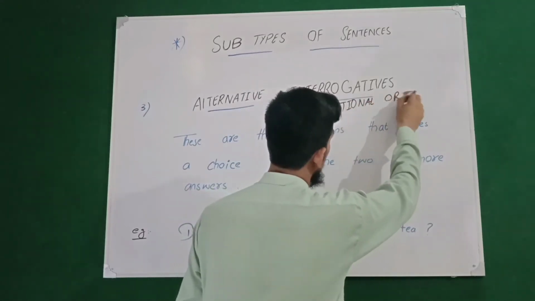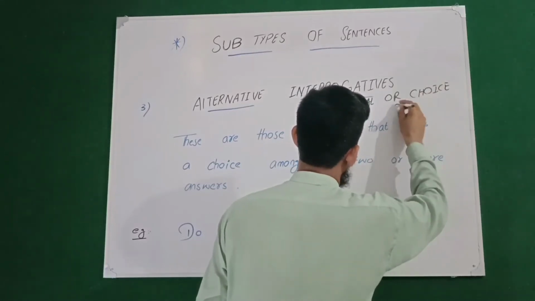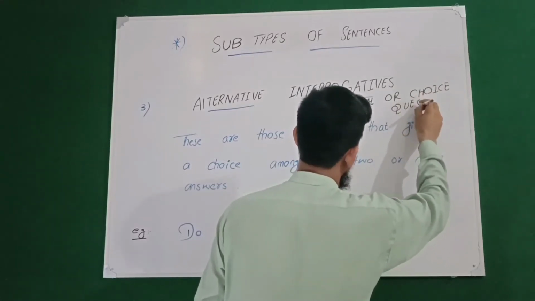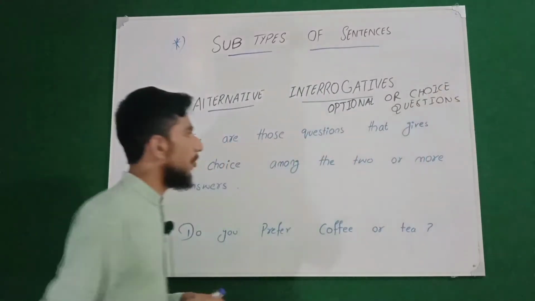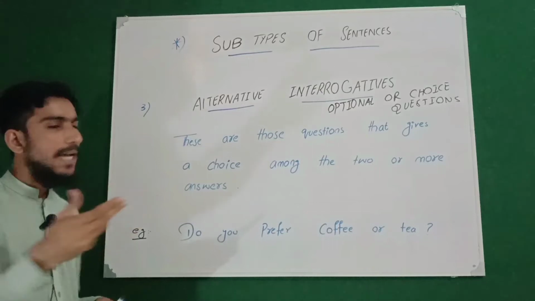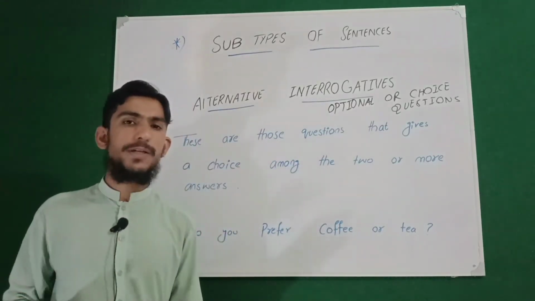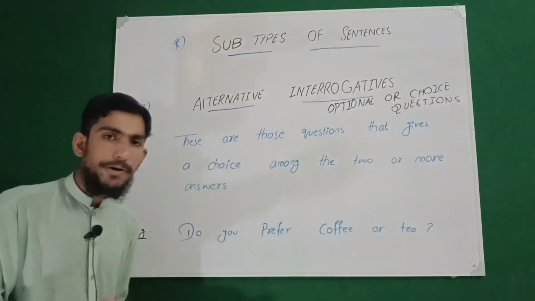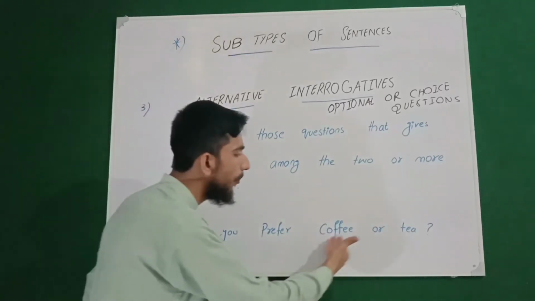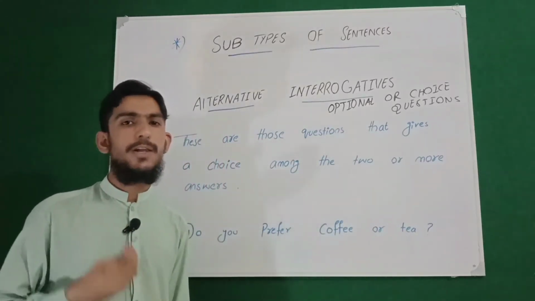Optional or choice questions. Questions that give a choice among two or more answers are basically called alternative interrogatives, optional, or choice questions. For example, do you prefer coffee or tea? This is a choice between coffee or tea. That's why we call them alternative interrogatives, optional, or choice questions.